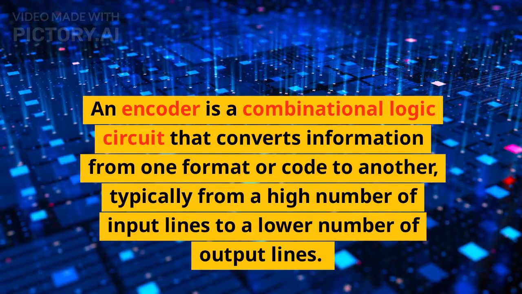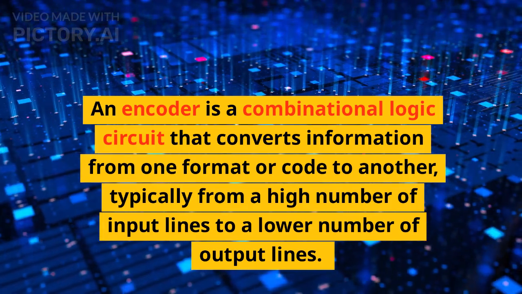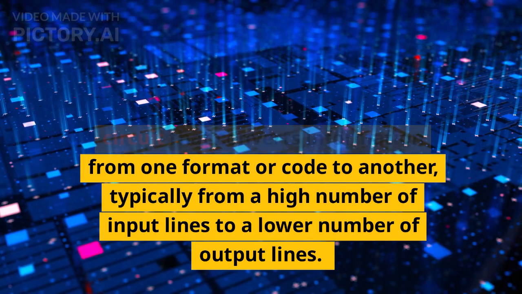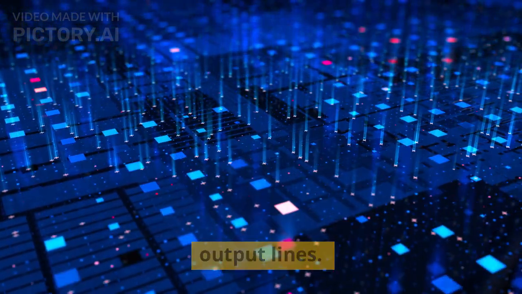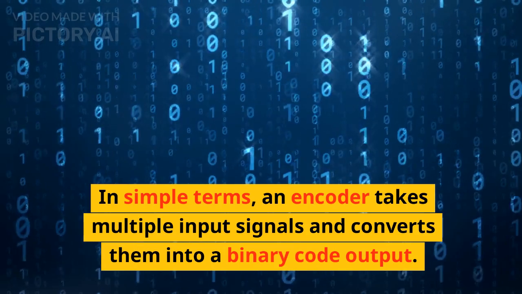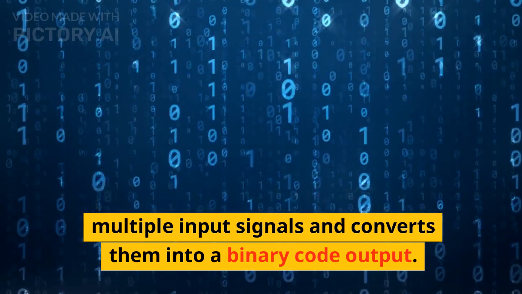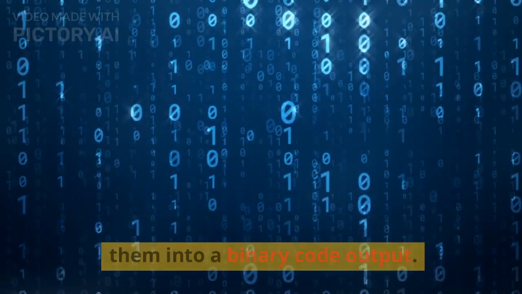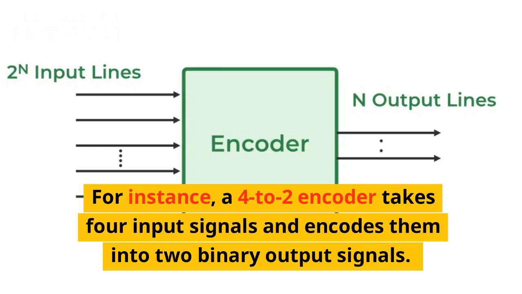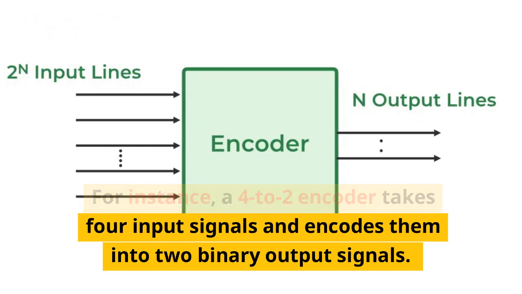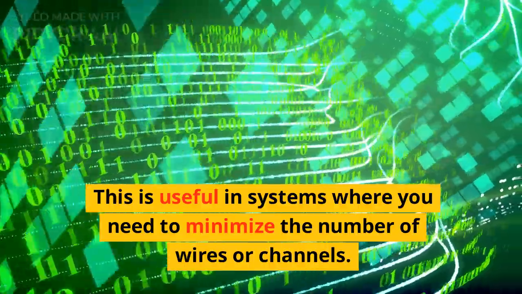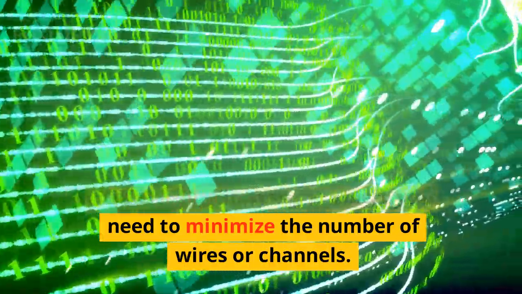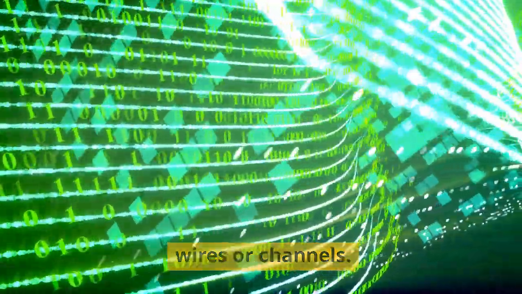An encoder is a combinational logic circuit that converts information from one format or code to another, typically from a high number of input lines to a lower number of output lines. In simple terms, an encoder takes multiple input signals and converts them into a binary code output. For instance, a 4-to-2 encoder takes 4 input signals and encodes them into 2 binary output signals. This is useful in systems where you need to minimize the number of wires or channels.